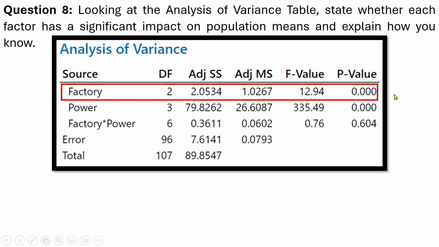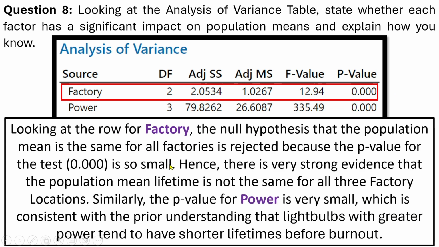And so we look at this first row of the table, and we'll notice that the null hypothesis that the population mean is the same for all factories is rejected because the p-value of the test is so small. Hence, there is very strong evidence that the population mean lifetime is not the same for all three factory locations.